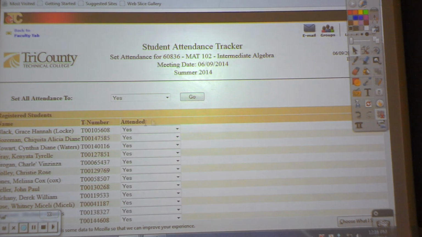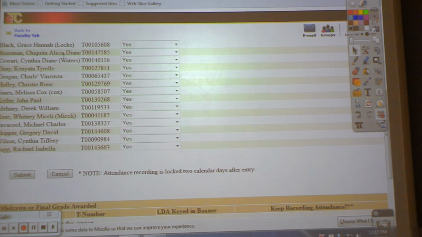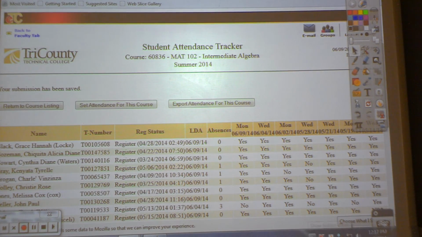Today's Monday, okay. Miss Black is here, Miss Bozeman is here, Miss Cowart's here, Mr. Gray is here, Miss Grogan is here. I got you, Miss Grogan. Don't switch seats on me again. Miss Holly is here, Miss Jones is here, Miss Keller is here, Mr. Mahaney is not here. Miss Rose is here, Salvatore is here, Skipper is here, Wilson and everybody's here. All right, y'all have a good day. I gotta turn this off.